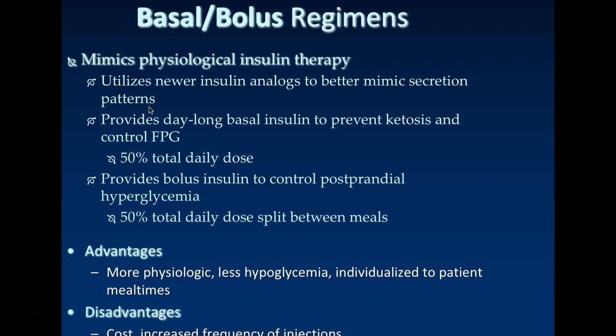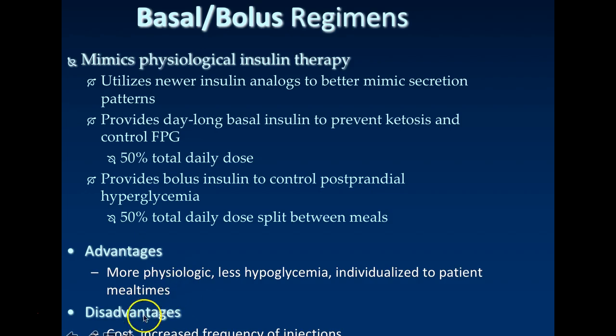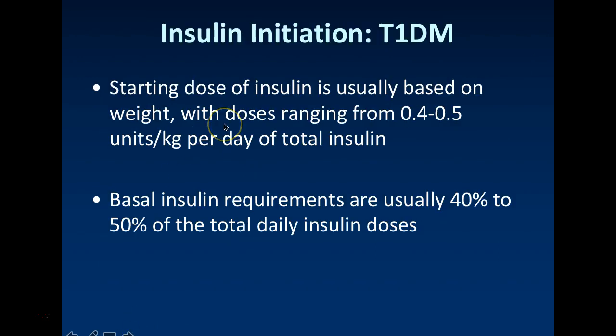And your advantages are going to be that it's more physiologic, less hypoglycemia, and it's individualized to patient meal times. So again, here's your basal bolus regimen. The starting dose of insulin that you're going to want to use is 0.4 to 0.5 units per kilogram per day, divided 50-50 into your basal bolus coverages. And then you're going to titrate that based on the patient's blood glucose self-monitoring and A1C.